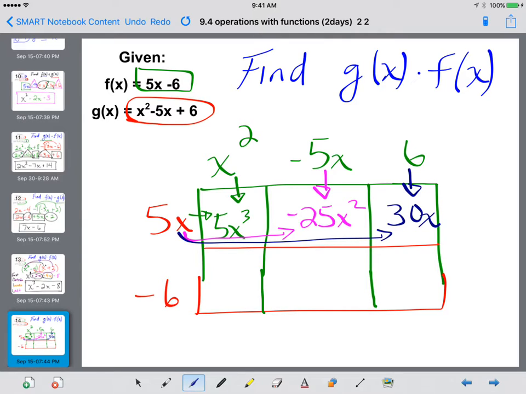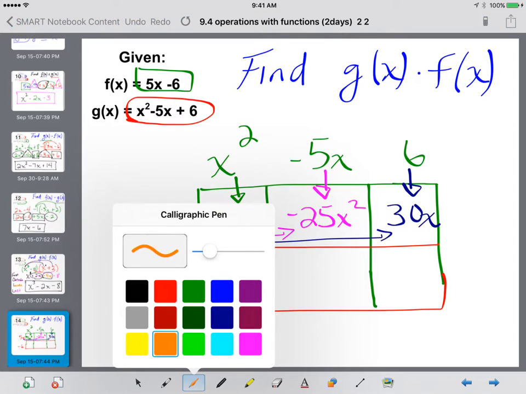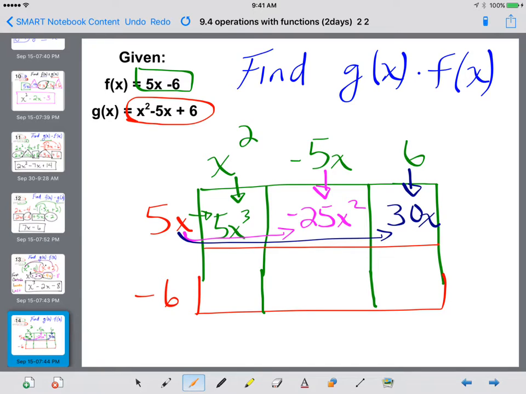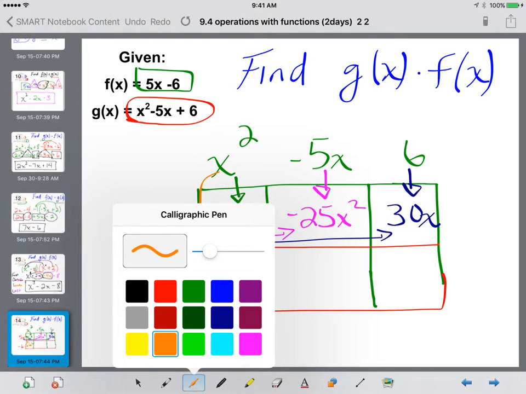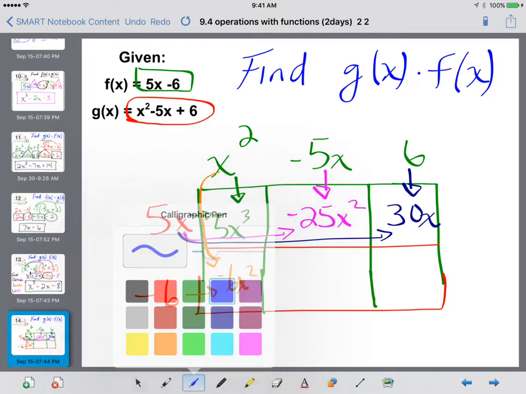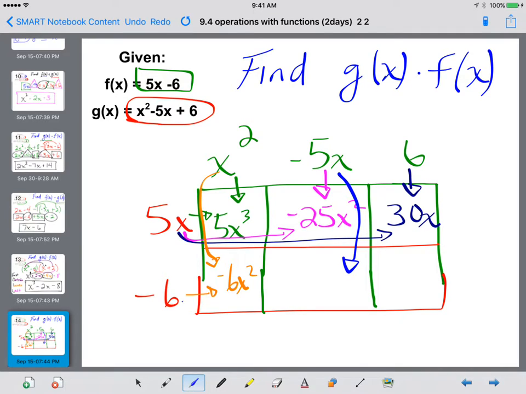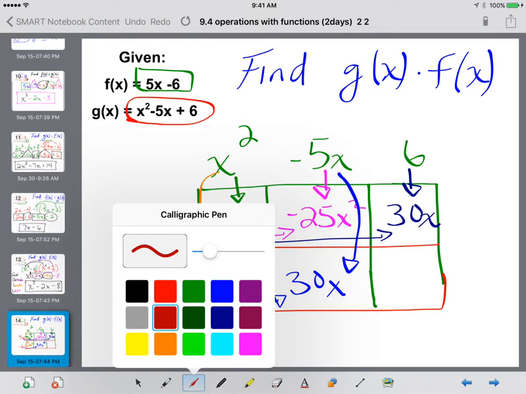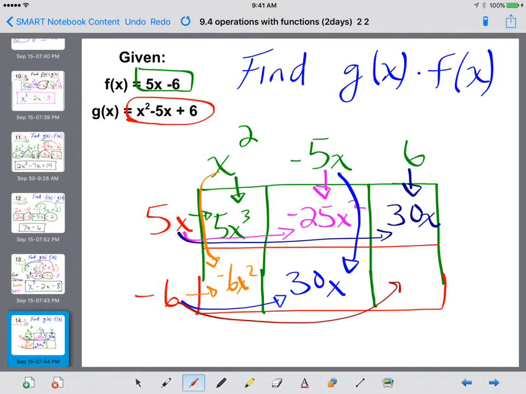Now let's multiply the bottom row. So we have x squared times negative 6, which is negative 6x squared. Then as you can see, negative 5 times negative 6 gives me positive 30x. And my last, but not least, negative 6 times positive 6, which is negative 36.